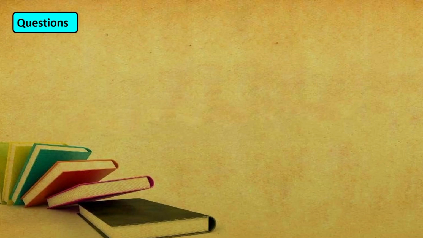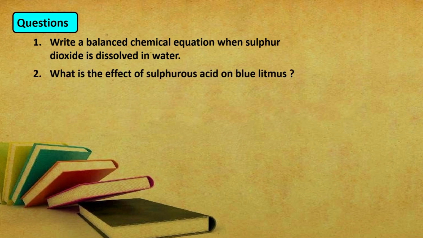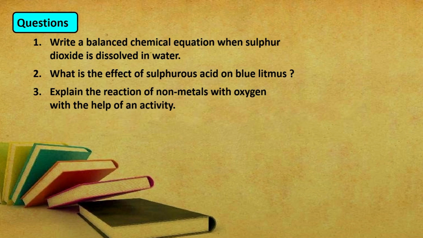Questions. Question number 1. Write a balanced chemical equation when sulfur dioxide is dissolved in water. Question number 2. What is the effect of sulfurous acid on blue litmus? Question number 3. Explain the reaction of non-metals with oxygen with the help of an activity.